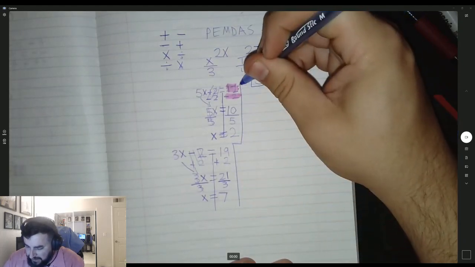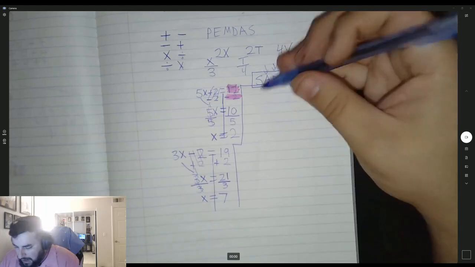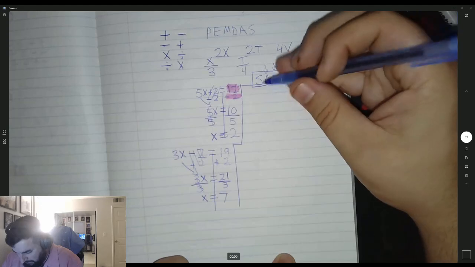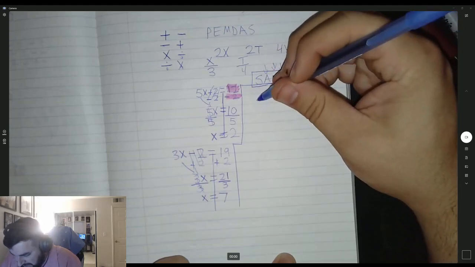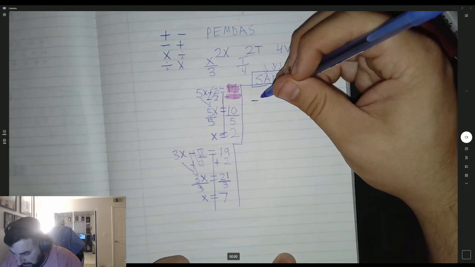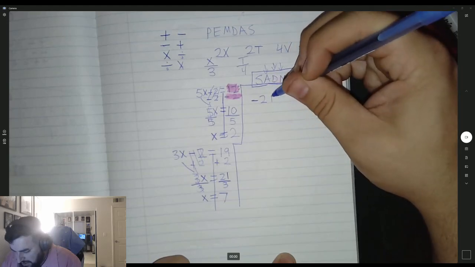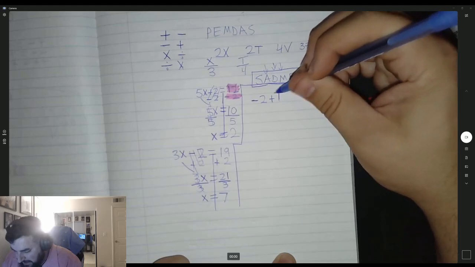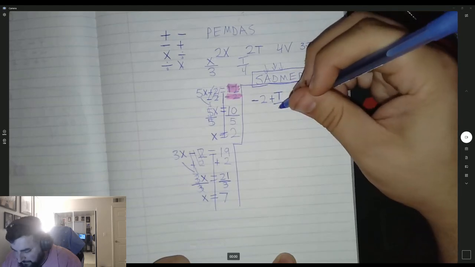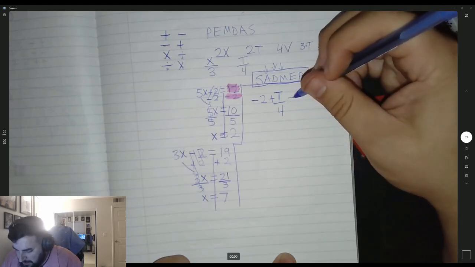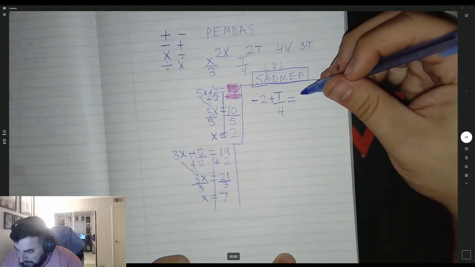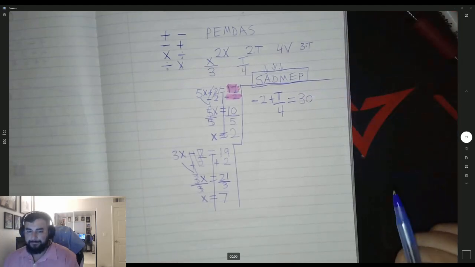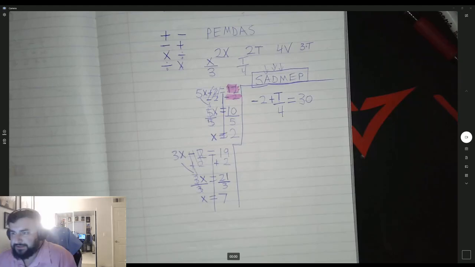So now I'm going to make it a little bit more difficult. I'm going to do some negatives, and a division problem. So let's do this. Let's do a negative 2 plus, let's use the letter T this time because I need to switch it up, over 4 equals 30. Let's go with 30. Just like that. So think opposites.